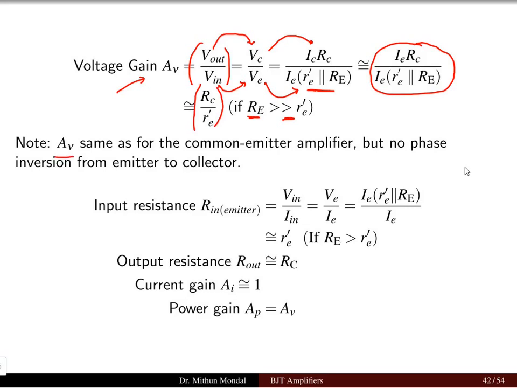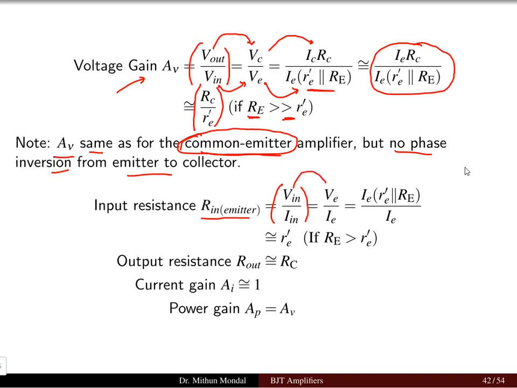The voltage gain, if we observe, is the same as for the common emitter amplifier. There is no phase inversion, as we have observed from the emitter to collector in the common emitter configuration. In the common emitter configuration, we have seen that there is phase inversion, but here we don't have any phase inversion.